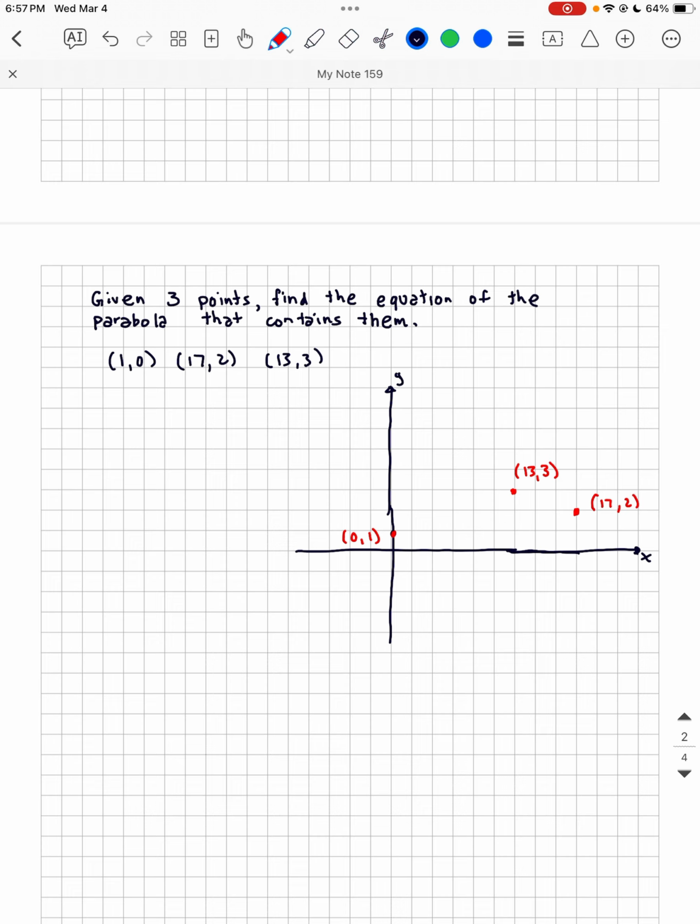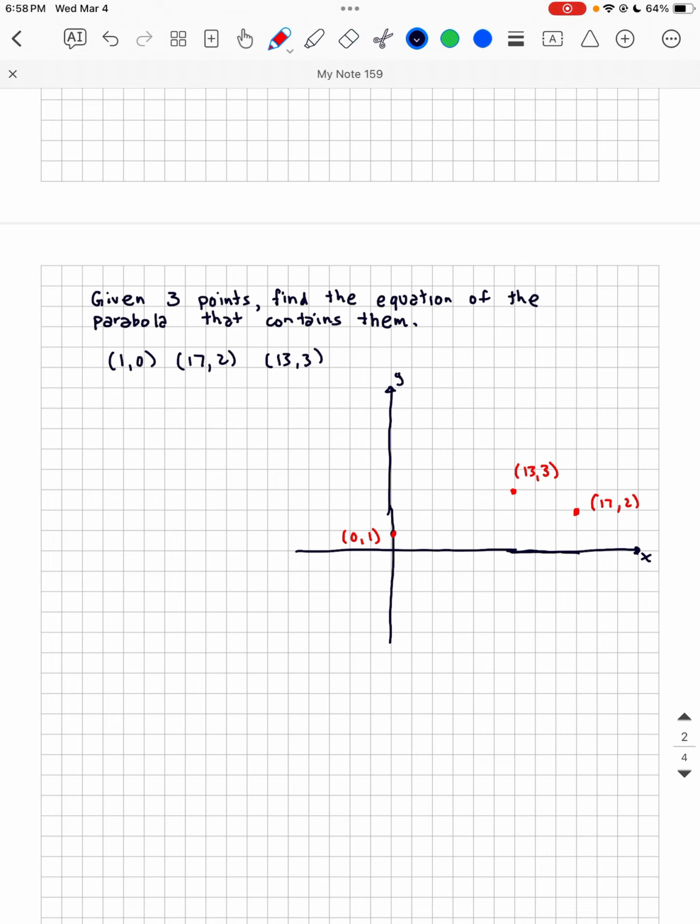So this is actually kind of a trick question because if you think about what I'm asking for, there are technically 2 answers, because you have one parabola that could possibly open up and down, whereas you could have another parabola that's going to open sideways, left and right.